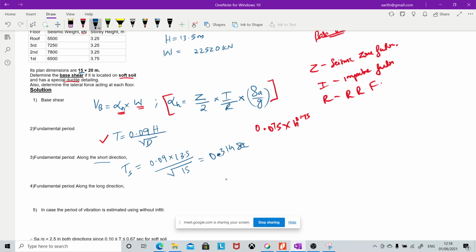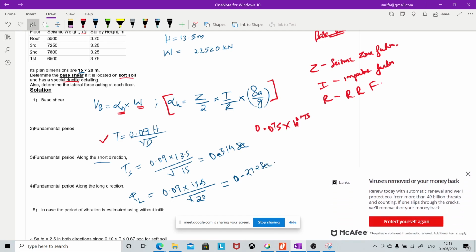Now along the longer direction, you will get 0.09 multiplied by 13.5 divided by square root of 20, where 20 is the longer plan dimension. If you solve it, you will get 0.272 second.